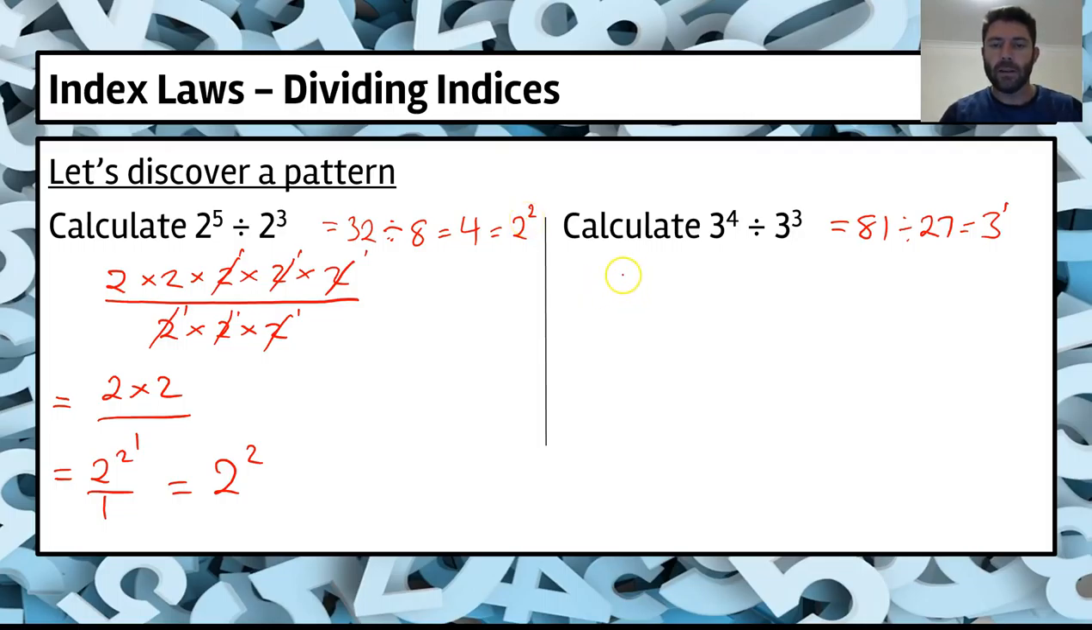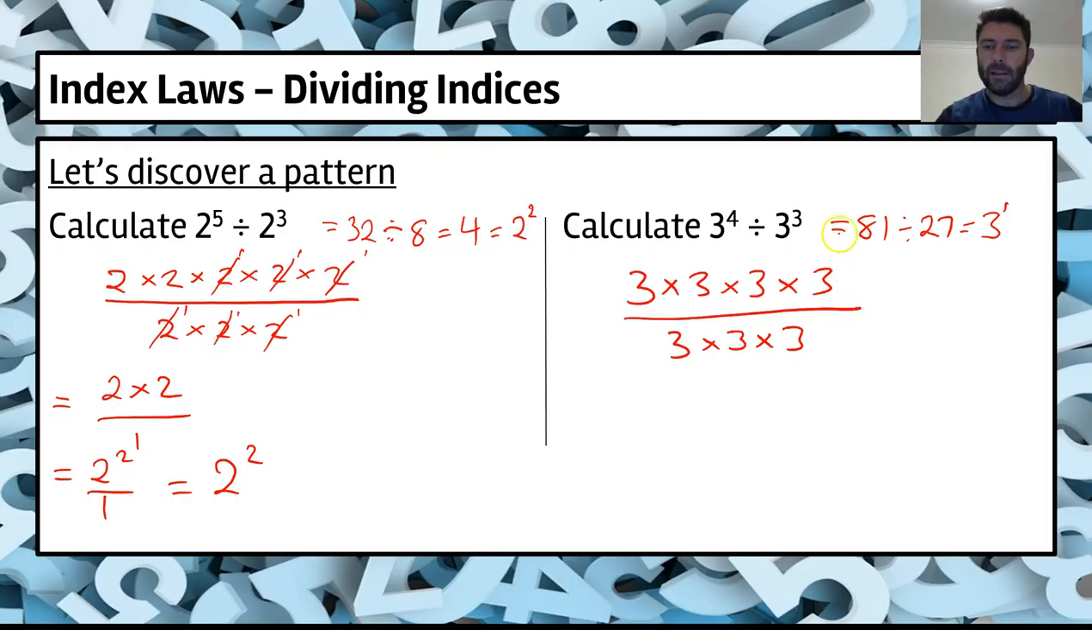Let's have a look over here. If we do the same thing, that's 3 to the power of 4, so it's 3 times 3 times 3 times 3 over 3 times 3 times 3. Let's start cancelling out common factors, leaving the little 1s there. So we've got 3 over 1, which equals 3, and in index form, that's 3 to the power of 1.